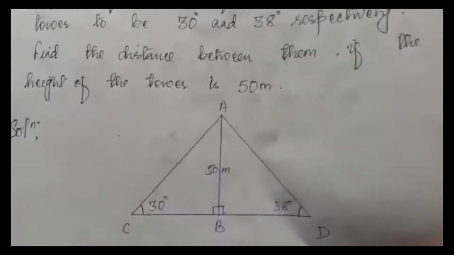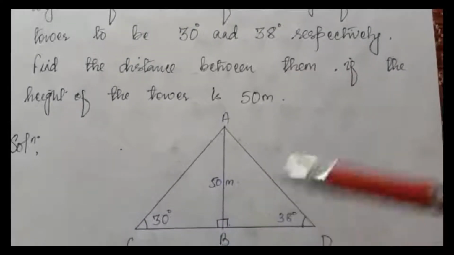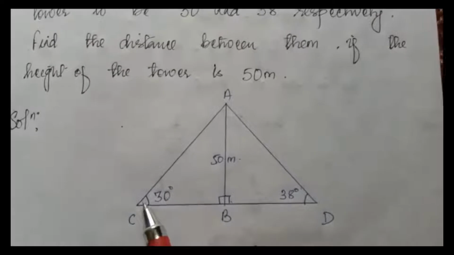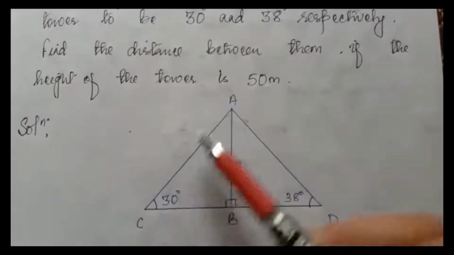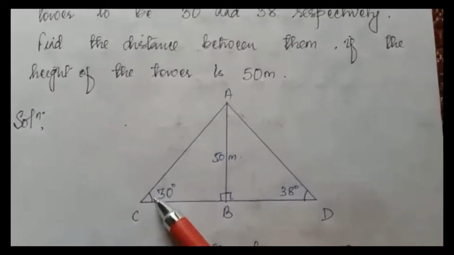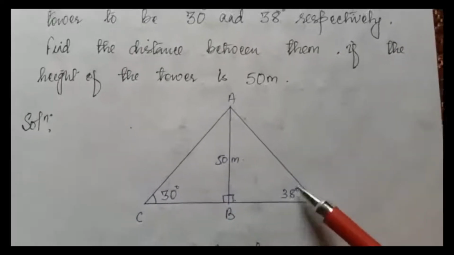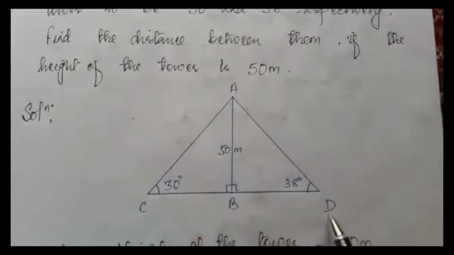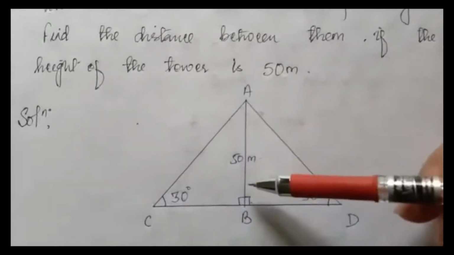So in this question, it is given one tower is there, AB, and two persons are standing on the opposite sides of the tower. One person is standing at C and another is at D. When they observe the top of the tower, the person standing at C makes an angle of 30 degrees and the person at D makes an angle of 38 degrees. Then you have to find the distance between them. You have to find CD, and the height of the tower is given as 50 meters.